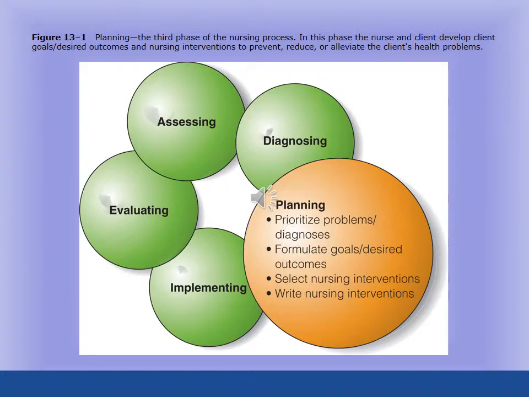So the planning phase is the third phase of the nursing process, and in this phase the nurse and the client develop client goals, desired outcomes, and nursing interventions to prevent, reduce, or alleviate the client's health problems. So what exactly are we doing? Four main points, write them down. We prioritize their problems and their diagnoses in order of priority. We formulate their goals and their desired outcomes. We select nursing interventions, and we write those nursing interventions.